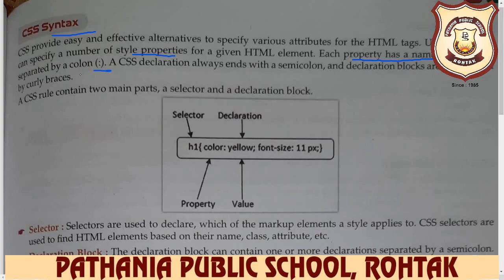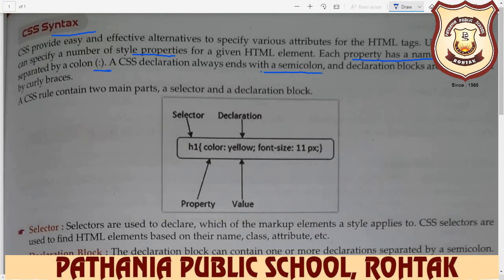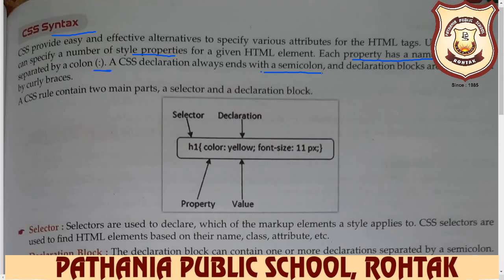A CSS declaration always ends with a semicolon. Your CSS declaration is always terminated with the semicolon sign. And declaration blocks are surrounded by curly braces, and these curly braces are called blocks. A CSS rule contains two main parts. Learn this point here: every CSS rule has two main parts. One is your selector part and second is your declaration block.